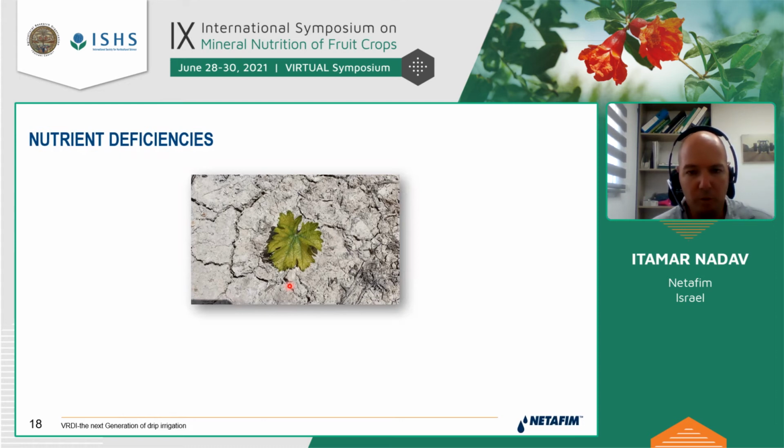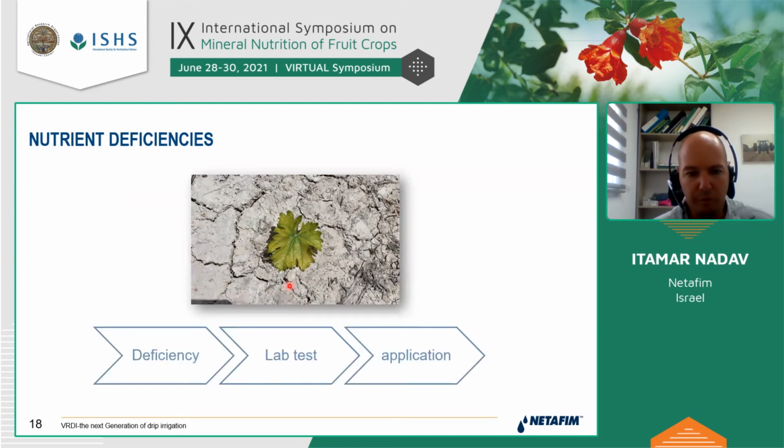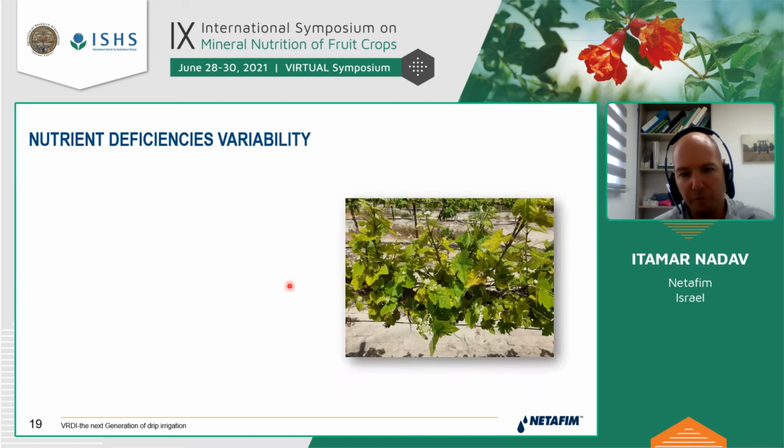And usually when we see this deficiency, what we do is we go to the field, we identify the deficiency, we take some leaves and some samples, we send it to lab test, we get the results, we get the recommendations, and then we go and do the application of the fertilizers, and we usually apply it to the entire plot.